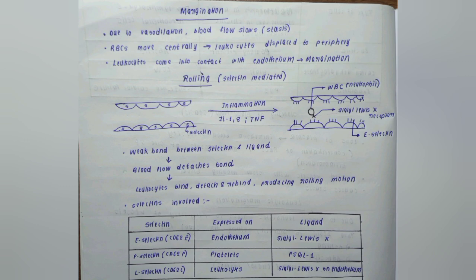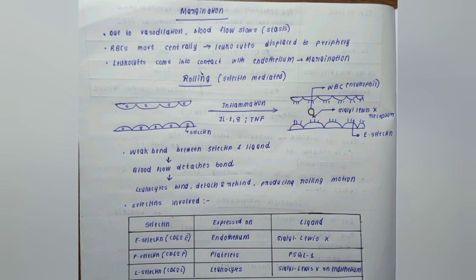The next process is rolling, which is mediated by the selectins. Now in the diagram, you can see that before inflammation, the selectin molecules are inside the endothelial cells, right? Once the inflammation takes place, these mediators, that is interleukin 1, 8 and tumor necrosis factor, which you will learn more about in another video on cellular mediators of inflammation, take part in the inflammation process. They activate the selectin molecules. The selectin, which was present inside the endothelial cells, now comes out.